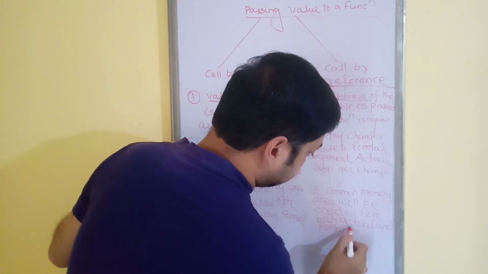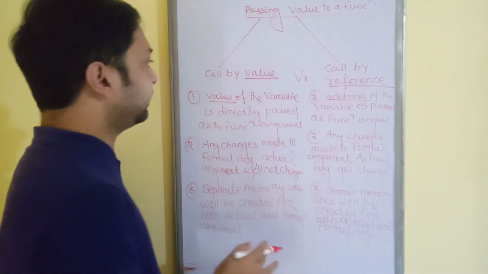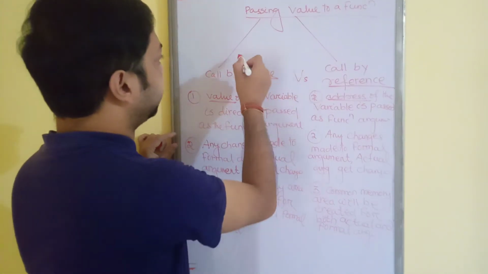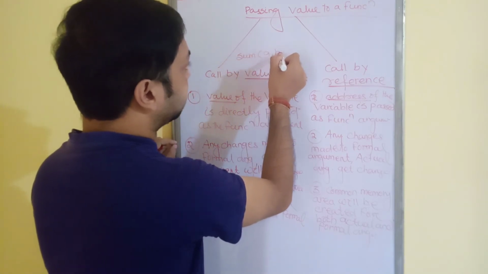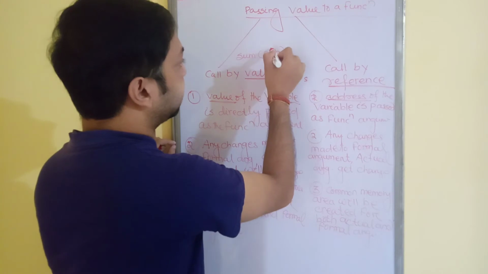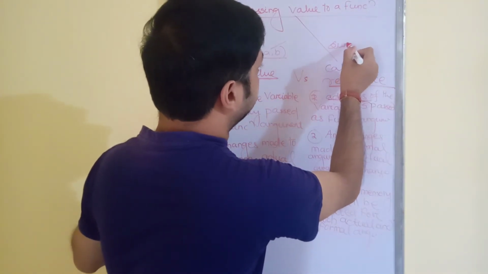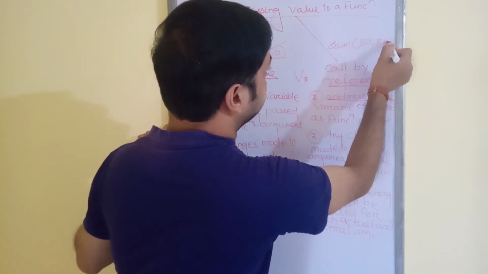Actual and formal argument. So this is the basic difference between call by value and call by reference. Suppose a, b are two variables and the function name is sum. You can call it by sum(a, b), so directly you are passing the values. But in call by reference, you should use the address, that is sum(&a, &b).